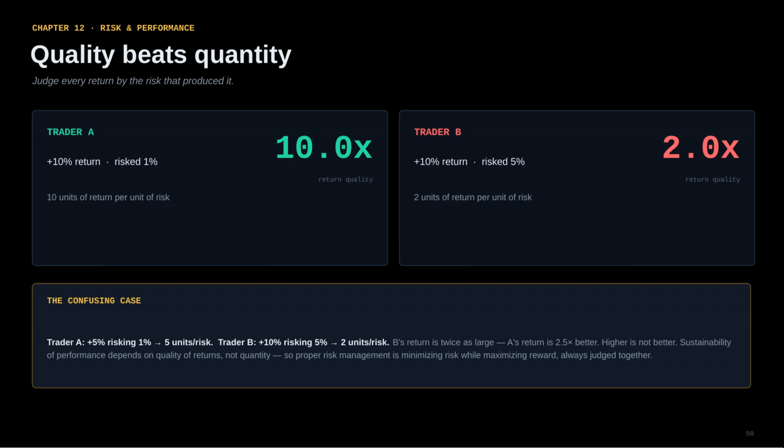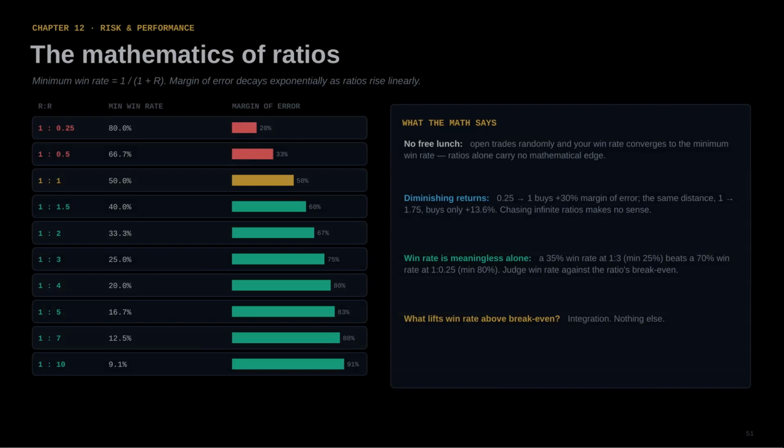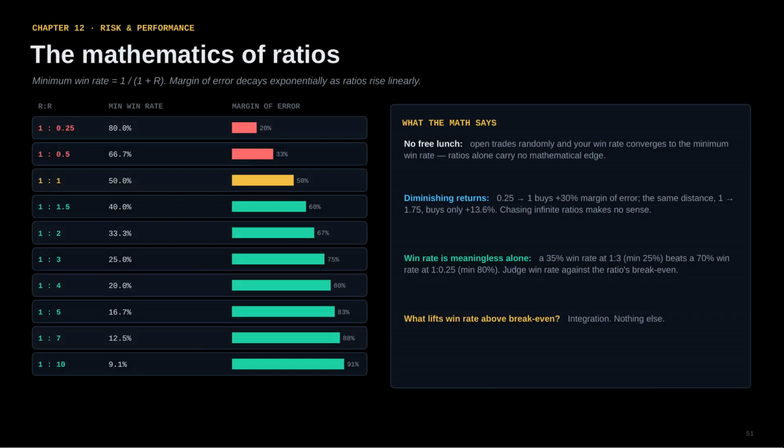Sustainability comes from the quality of returns, and that's why risk management means minimizing risk while maximizing reward, never judging one without the other. Every risk-reward ratio has a break-even win rate, 1 divided by 1 plus R. At 1 to 4, you need 20% winners to break even, an 80% margin of error. Two mathematical truths follow. First, there's no free lunch.